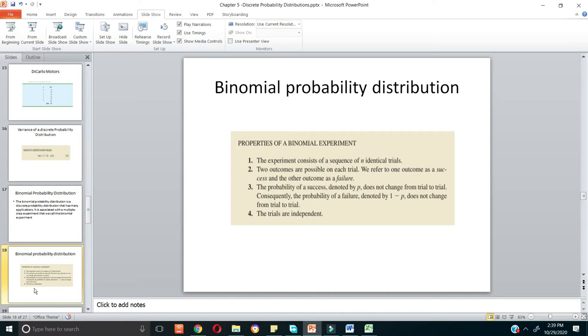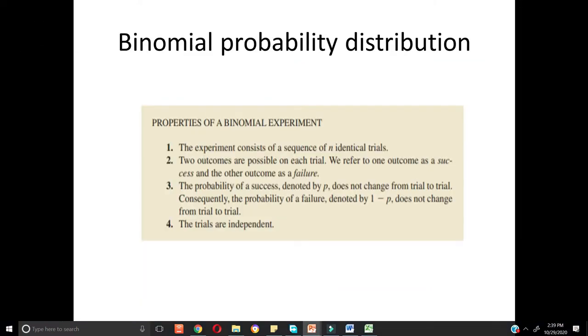First of all, you have a sequence of n identical trials. An example of such a situation is when you are tossing a coin. Each time you flip a coin, each trial is identical. If it's an unbiased coin, then each trial is identical. There is no reason to believe that the conditions have changed between the first, the second, and the third attempt.